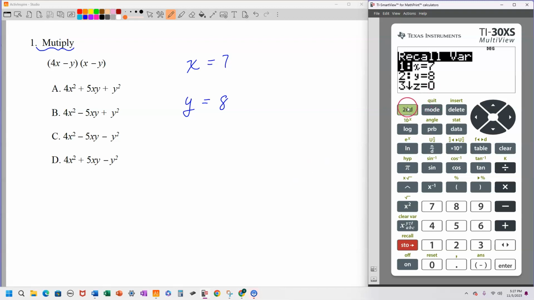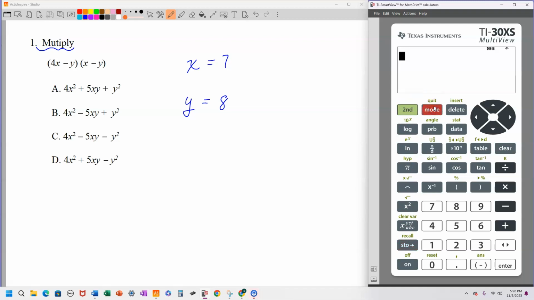So go second mode and hit clear. That did not clear out the values for X and Y. If you don't believe me, go to second recall and you'll see that X is 7 and Y is 8 still. I'll do it for you real quick. Watch. Second recall. See? X is 7, Y is 8. Quit.